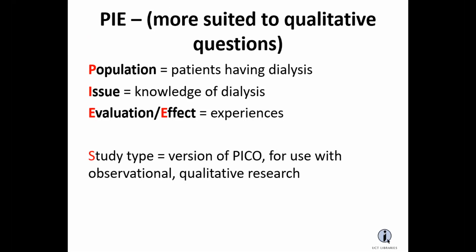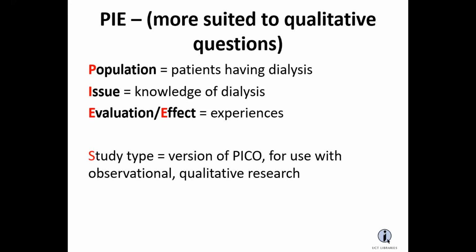So, for qualitative questions, yes, you can use PICO, but very often with qualitative questions, there is no comparison set. So the pie chart is often used with qualitative questions because you can see in here that the other issues are here, except the comparison is left out. So once again, you're asking yourself, what is your population? In this particular issue, you're looking at patients maybe undergoing dialysis. What is your issue? What is those patients' knowledge of dialysis?